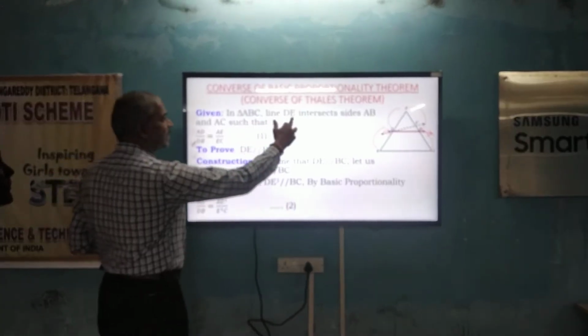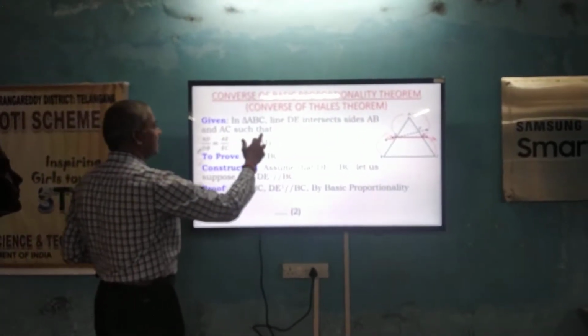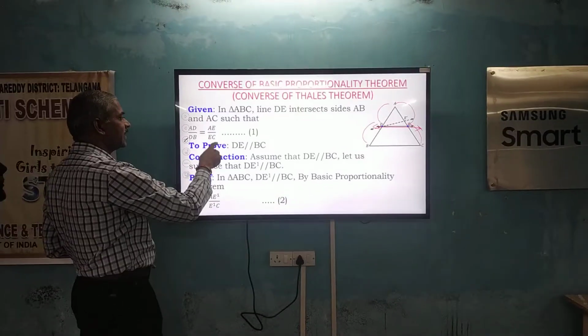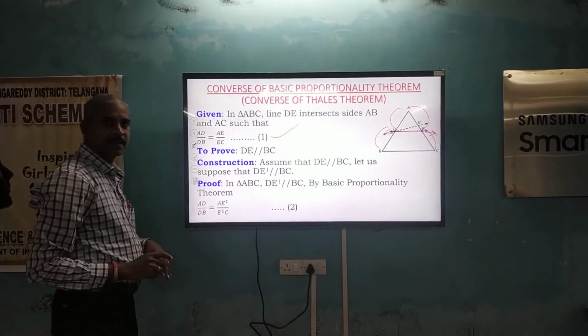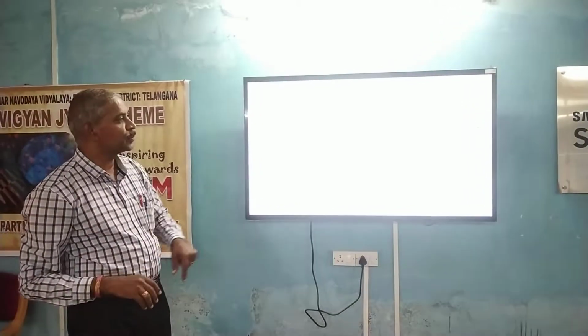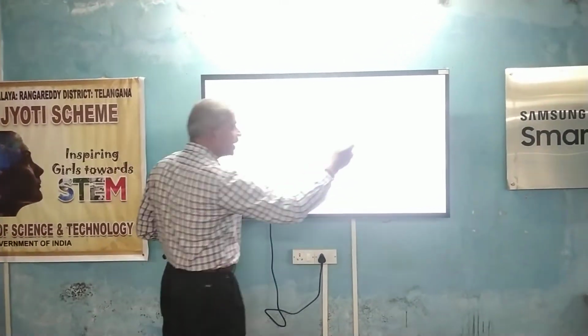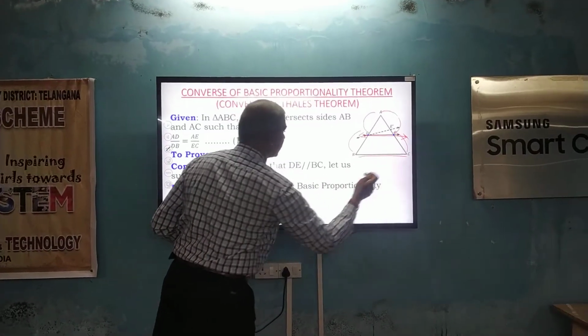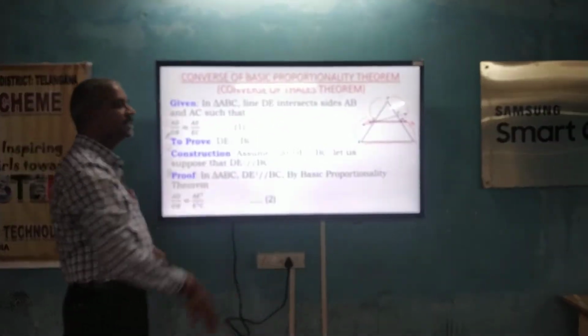In triangle ABC, line DE intersects AB and AC such that AD by DB is AE by EC. It divides in the same ratio. That is given. Now we have to prove that the line DE is parallel to BC.